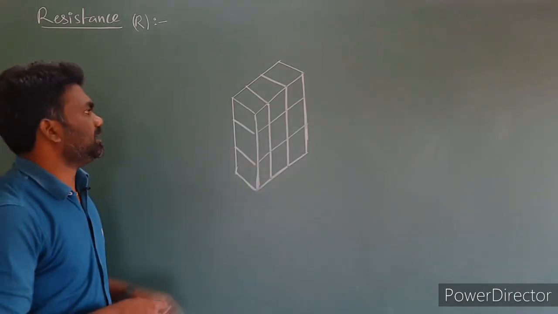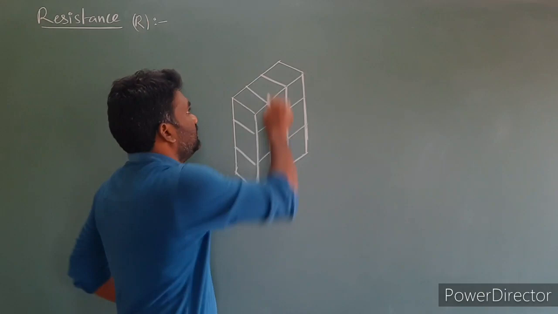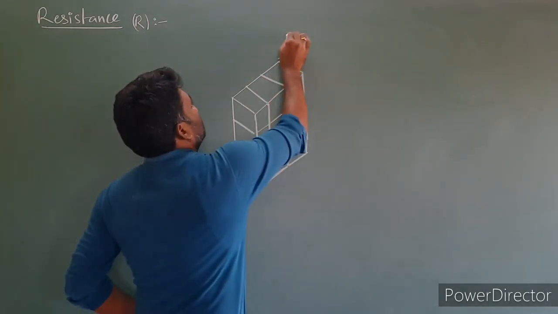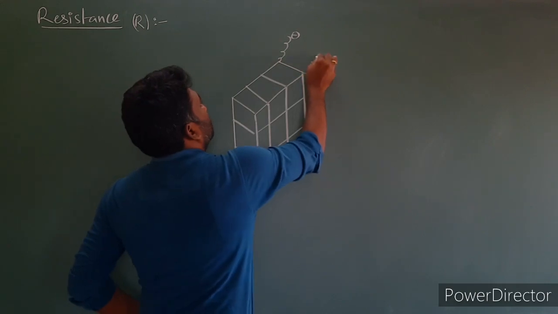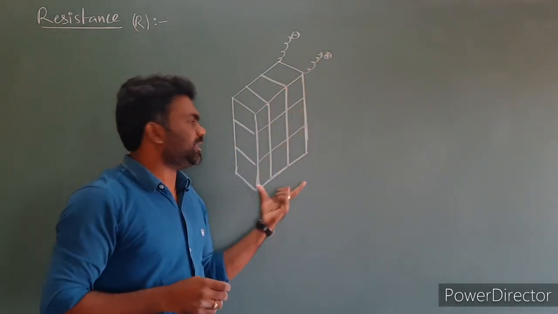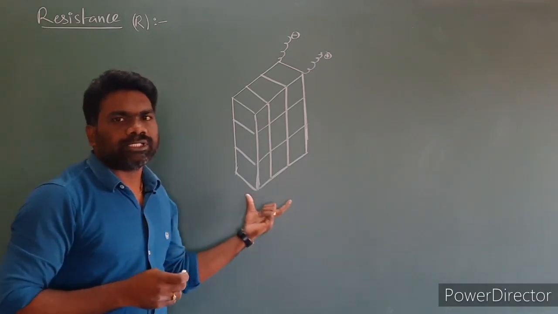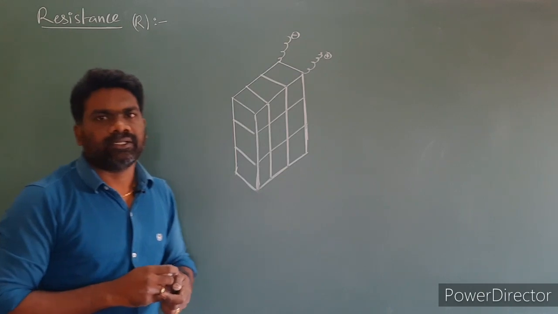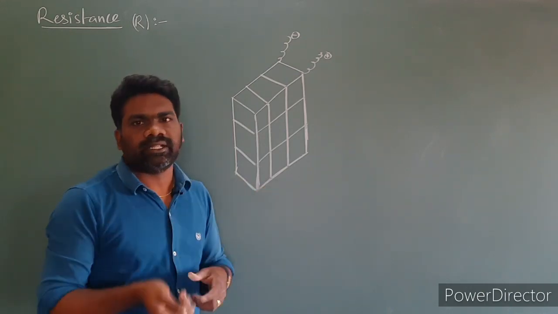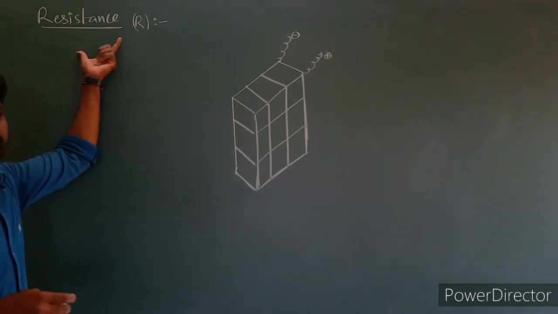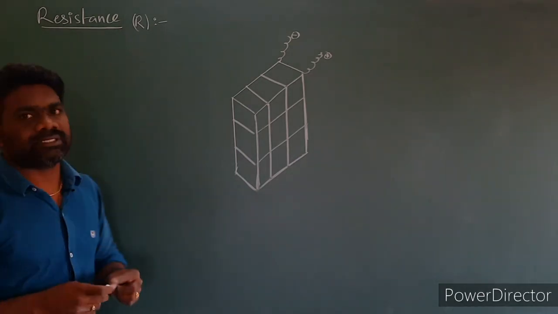What is the meaning? I took a conductor, and to this conductor I am applying a potential difference. That means I am connecting the negative terminal and the positive terminal. Whenever the potential difference is applied to the conductor, current flows in this conductor. To this current flow there is a hindrance. Hindrance to current flow is called resistance.